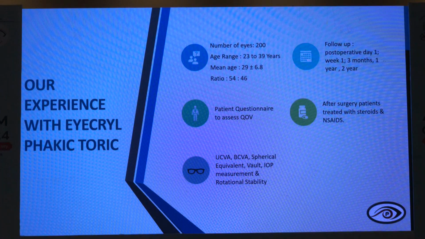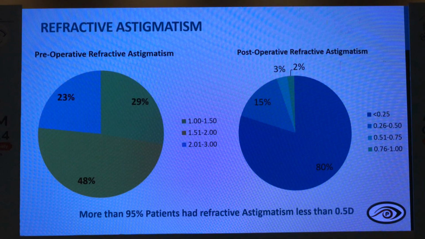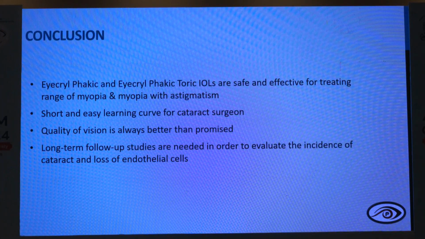The patient age is between 20 to 39 years. So this is the overall model with the toric. If you see here, pre-op astigmatism to post-op astigmatism, in 80% of the patients had astigmatism less than 0.25. That means the rotation is not at all there. More than 95% of the patients had refractive astigmatism less than 0.5 diopter. Coming to the rotational stability, 86% had less than 5 degree rotation, and all had less than 10 degree rotation.